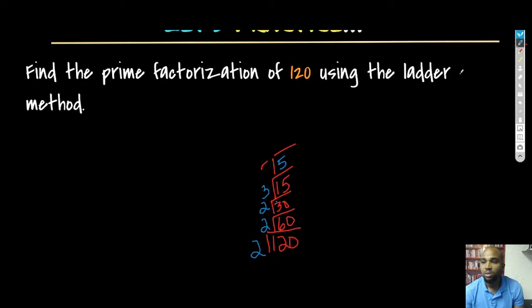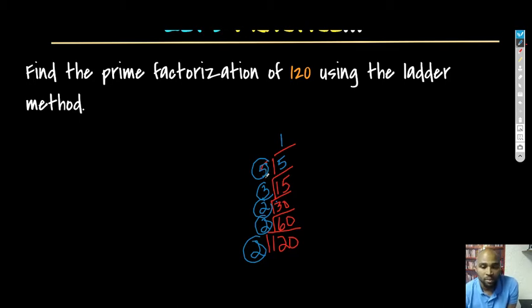I need to use blue there. 5. So 5 divided by 5 is 1. So if I were to circle all of my prime numbers, look at that. There it is right there. That's how the ladder works. So all your divisors will be your prime numbers.